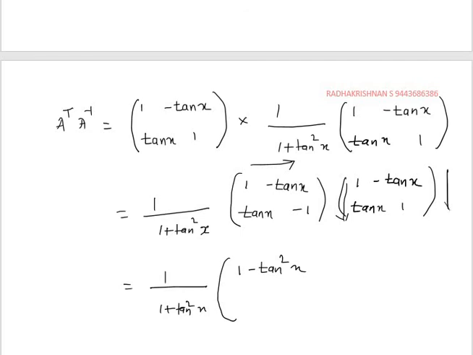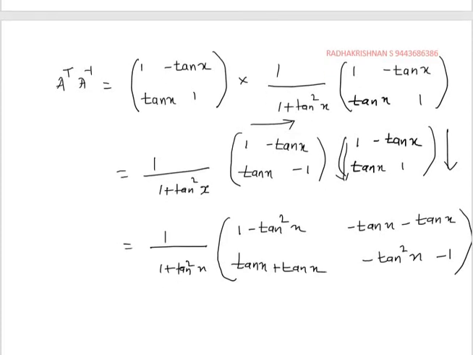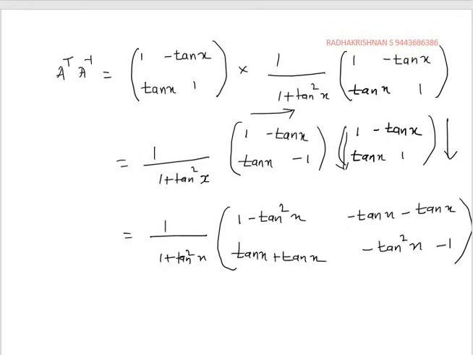Again, first row with the second column. This is minus tan x. Then again minus tan x into 1 minus tan x. Now second row with the first column. That is tan x plus tan x, right? And this is minus tan square x minus 1, right? Okay. Now this, if I simplify, see what we get. That is minus tan x minus 1 I got, right?